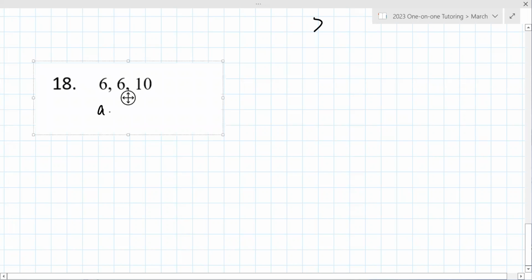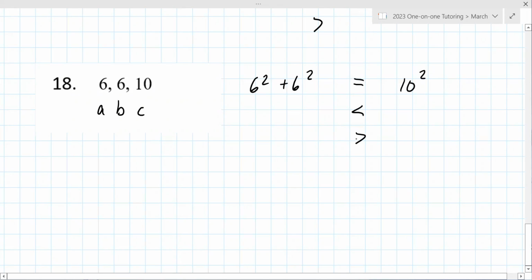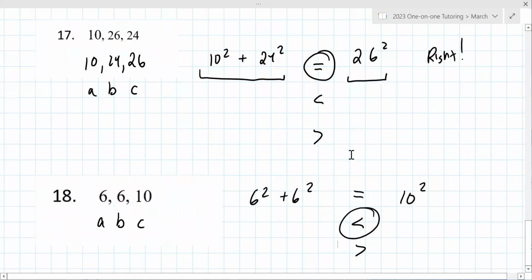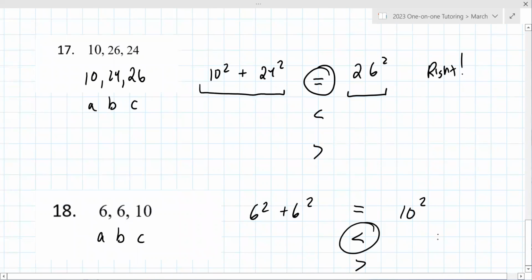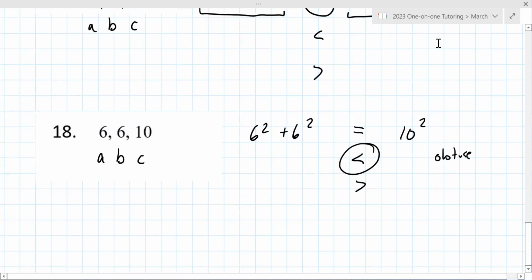So again, these are already in order, A, B, and C. 6 squared plus 6 squared, how does that compare to 10 squared? Is it equal, less than, or greater than? It's less than. So what does that mean? That's where you got to go back and know this, because it may not be intuitive. In this case, it's obtuse, but it may not fit your eye to see it that way. That's why you go back to the definition.